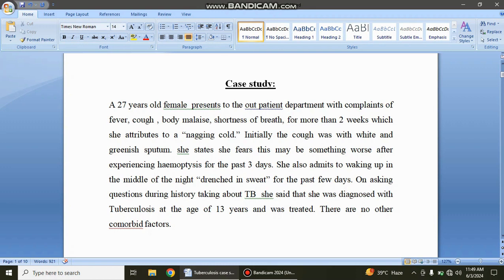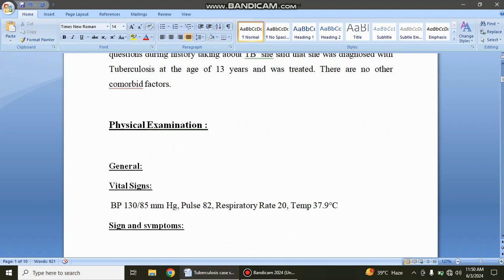Initially, the cough was with white and greenish sputum. She states she fears this may be something worse after experiencing hemoptysis for the past 3 days. She also admits to waking up in the middle of the night, drenched in sweat, for the past few days. On asking questions during history taking about TB, or tuberculosis, she said that she was diagnosed with tuberculosis at the age of 13 years and was treated. There are no other comorbid factors.